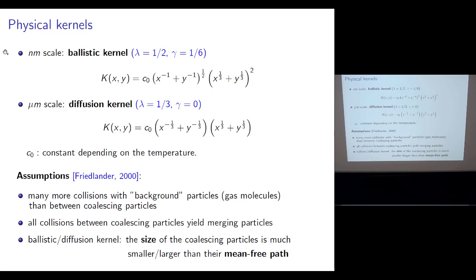So they assume that the coalescing particles are moving in a swimming pool of gas molecules. These gas molecules have elastic collisions with the coalescing particles, and it is assumed that there are many more of these collisions with the background particles than with the coalescing particles. This drives the system towards equilibrium, so they assume that the velocities are Maxwellian.